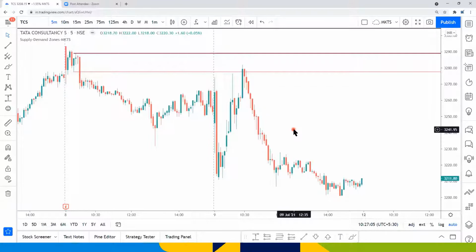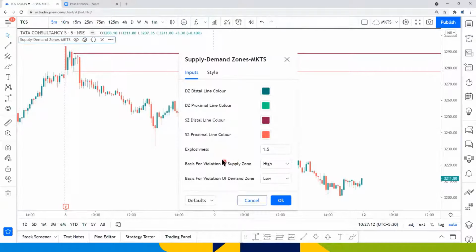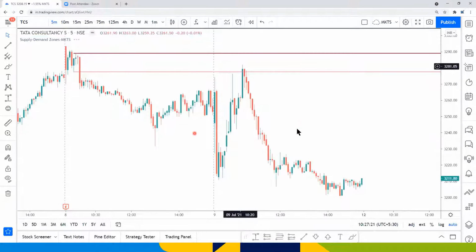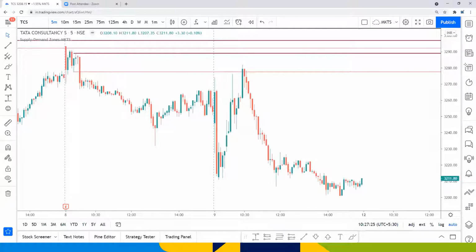Santosh says, can we improvise by adding a strength factor? Santosh, that is already there. The strength factor over here is the explosiveness. This is your strength factor for the zone. So now let's go to the alert aspect. What's covered in the alerts?